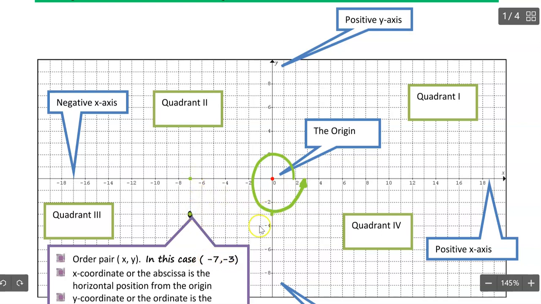You project it right on here. You draw a line perpendicular to the x-axis to read the value for the x-axis. You draw a line perpendicular to the y-axis to read the value for y. So this point represents the ordered pair of -7 and -3 as the coordinate. Okay? Alright. So let's continue with the next example.